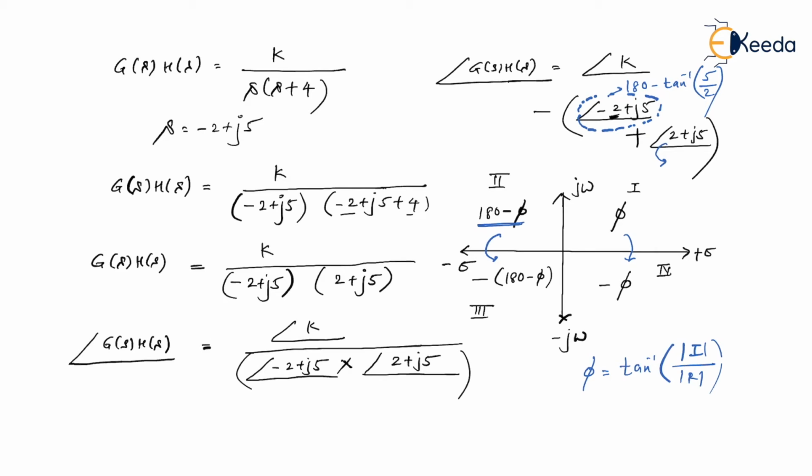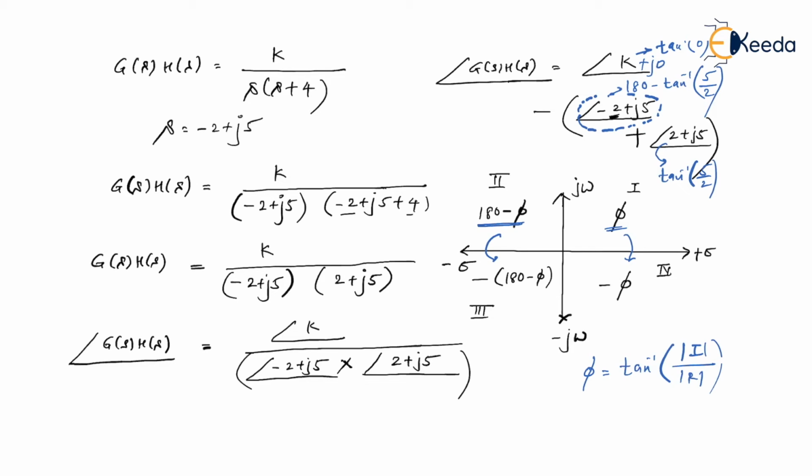Whereas for 2 plus j5, the real part is positive, imaginary part is also positive. In the first quadrant, it is simply phi. So it is tan inverse of imaginary upon real, which is nothing but 5 by 2. Next, when I say angle of K, I kept saying that angle of K is always 0 degree, because angle contribution by the constant is always 0. I'll prove why. If it is just K, can I treat K as K plus j0? It is one and the same thing, guys, right? So now it is tan inverse of imaginary upon real, but since imaginary is 0, imaginary upon real will also be 0, and tan inverse of 0 is always 0 degree.